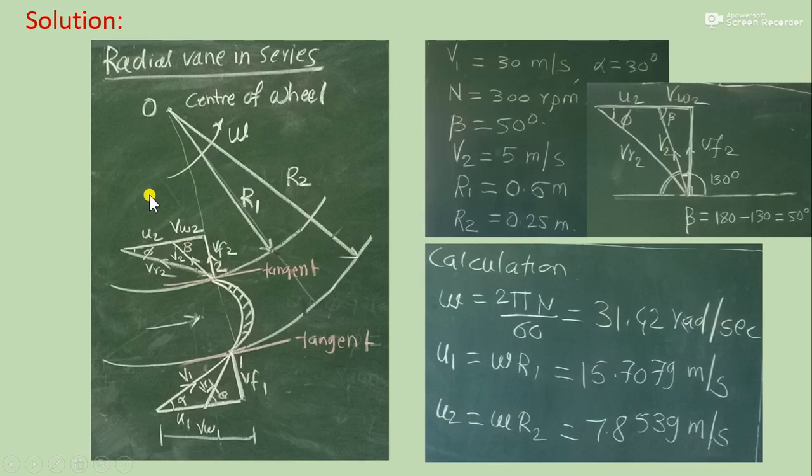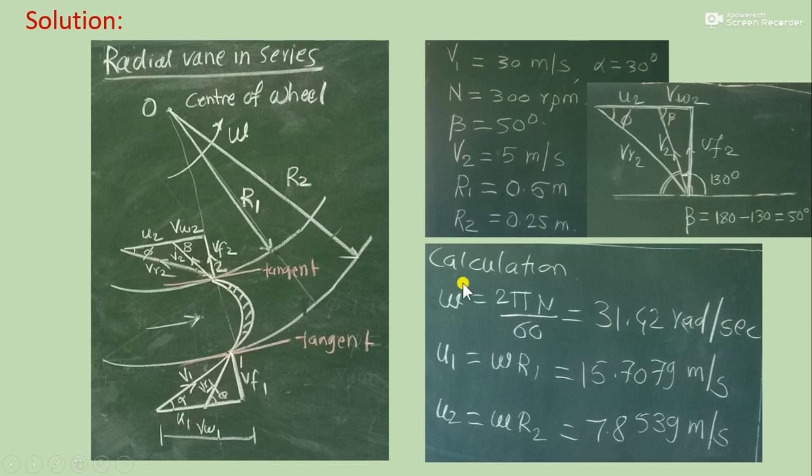So here we need a diagram. Let us draw the diagram and list the various quantities given. V1 is given as 30 meter per second. Its angle is 30 degree. Speed is given. V2, that is outlet velocity, is given. Radii at inlet and outlet are given. Beta is the angle with a tangent at outlet, 130 degree given. Actually beta is 180 minus 130, that means 50. So beta will be used here as 50 degree.